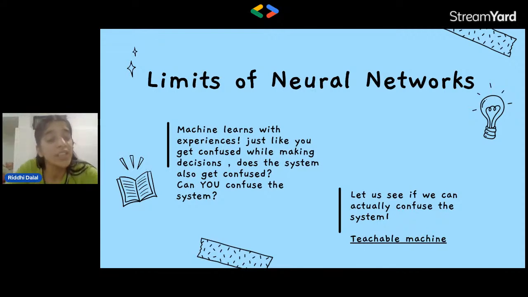Let us see how you can confuse the machine. Do you have any idea for that? What do we do for modeling, like for preparing a system? First we collect data, then we do the modeling and then training, then we get the output, right? So let us see. Can we go to the website? So this is a very perfect example of machine learning.